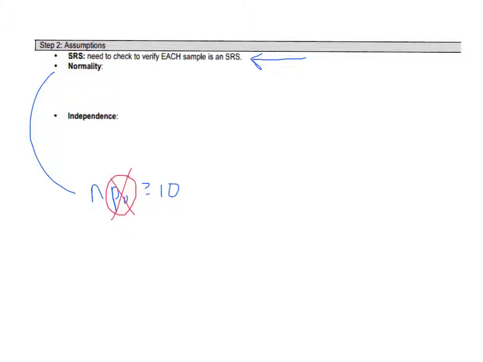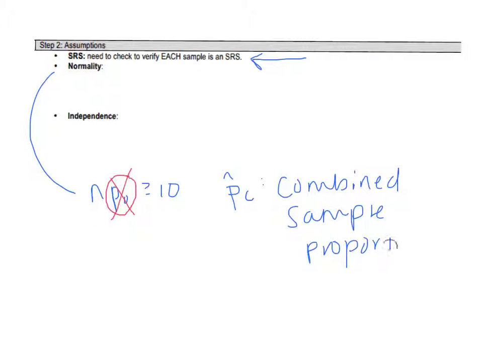So we need to create a new value, and that is known as p hat c, which is our combined sample proportion. That is basically a combination of both samples. So p hat c is equal to the number of successes in both samples, so basically x1 plus x2, divided by the number of individuals in both samples, which is n1 plus n2. So we're combining everything, or both our p hats, both our sample values.